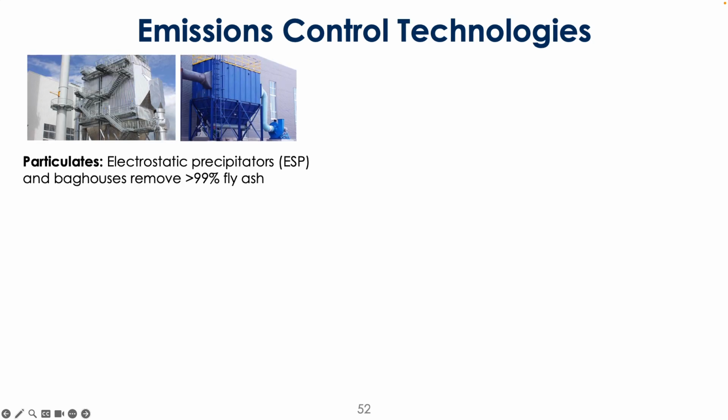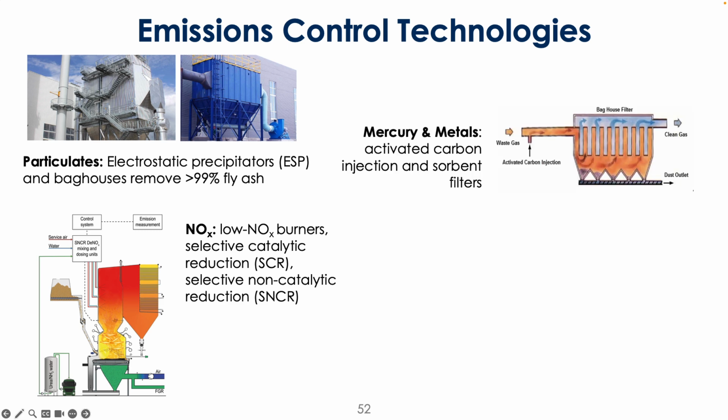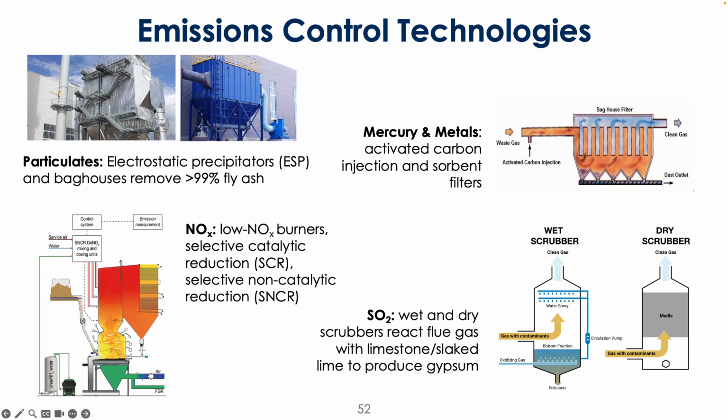So what are some of the emission control technologies? For particulates, we have these precipitators called ESPs that can remove fly ash from coal combustion. For NOx, you have certain catalysts that can help select for that in the air and reduce concentrations of NOx, and so that's one of the emissions control technologies that has helped bring down NOx levels. Heavy metals, so sorbent filters essentially are ways to get rid of this, and then for SO2.